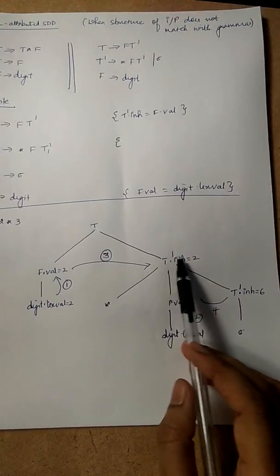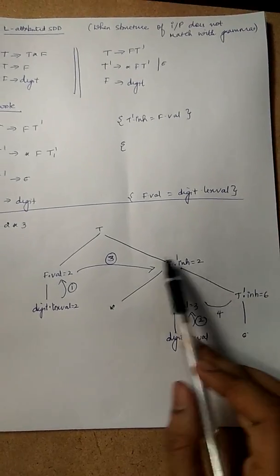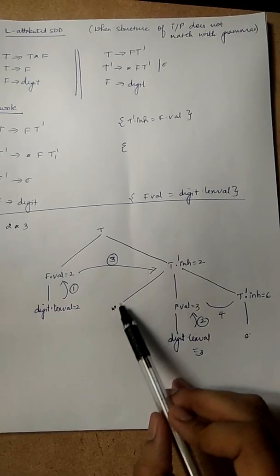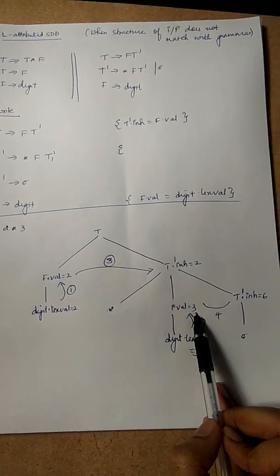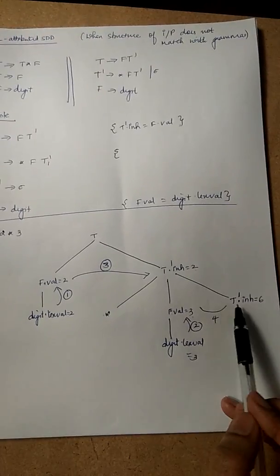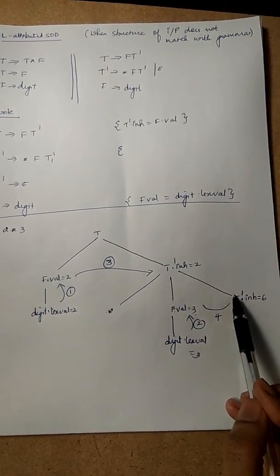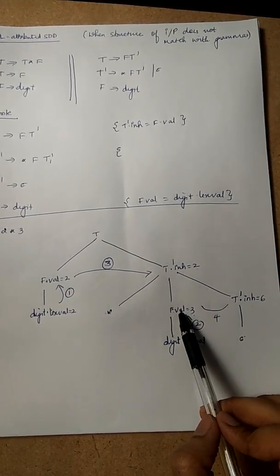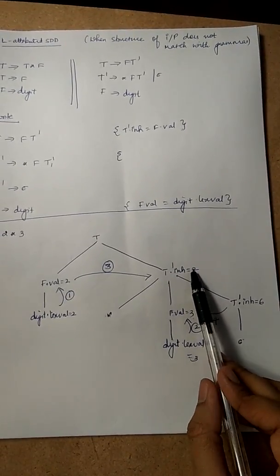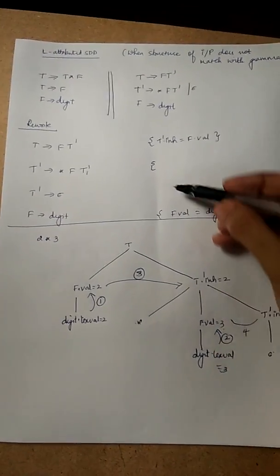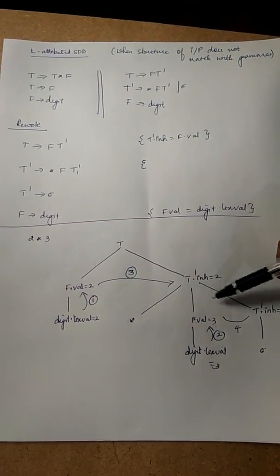Okay, so T' dot inh is containing the first operand, which is 2 star, and the second operand, which is 3. So 2 star 3 can be evaluated and stored in this non-terminal. And this is inh because it has received its value from its left sibling and then its parent. So it has been evaluated and it's been given a value 6. Therefore, we can write it over here.